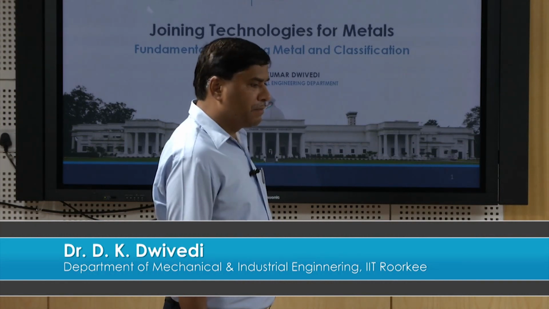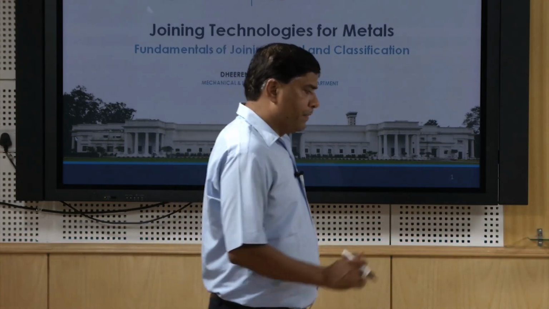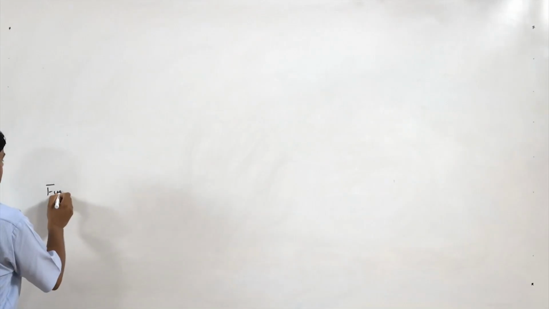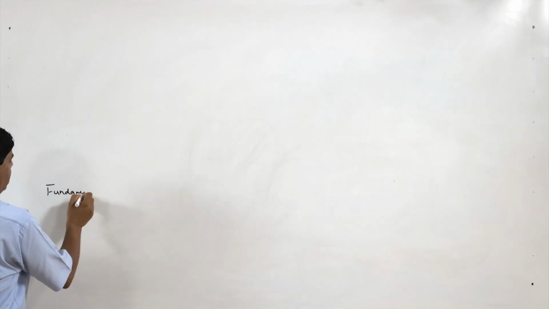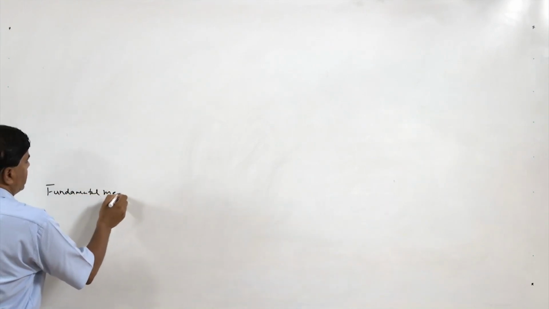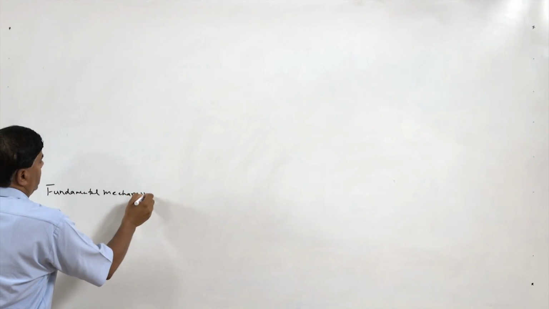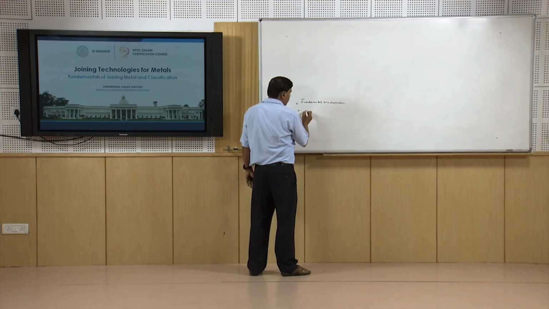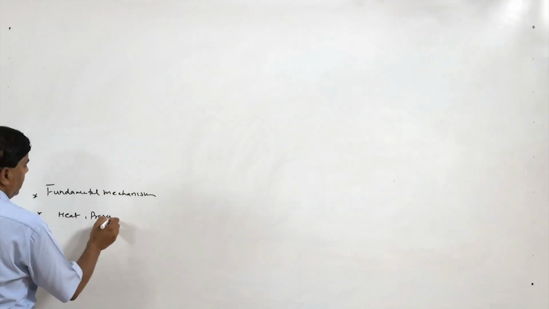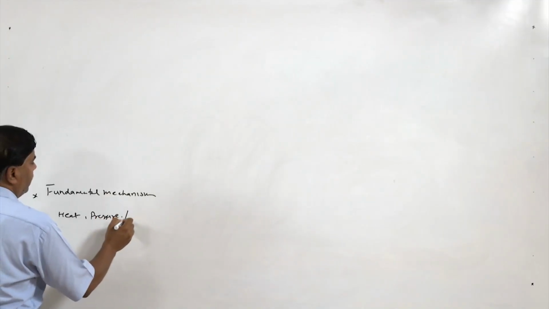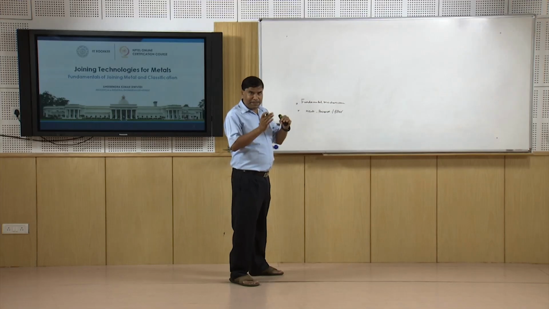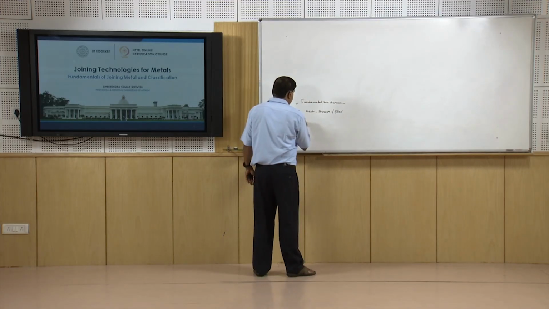In this presentation, I will talk about the fundamental mechanisms of the joining. Then we will see that for the joining purpose we use heat, pressure and filler. So, what is the role of the heat, pressure and filler in the joining processes?